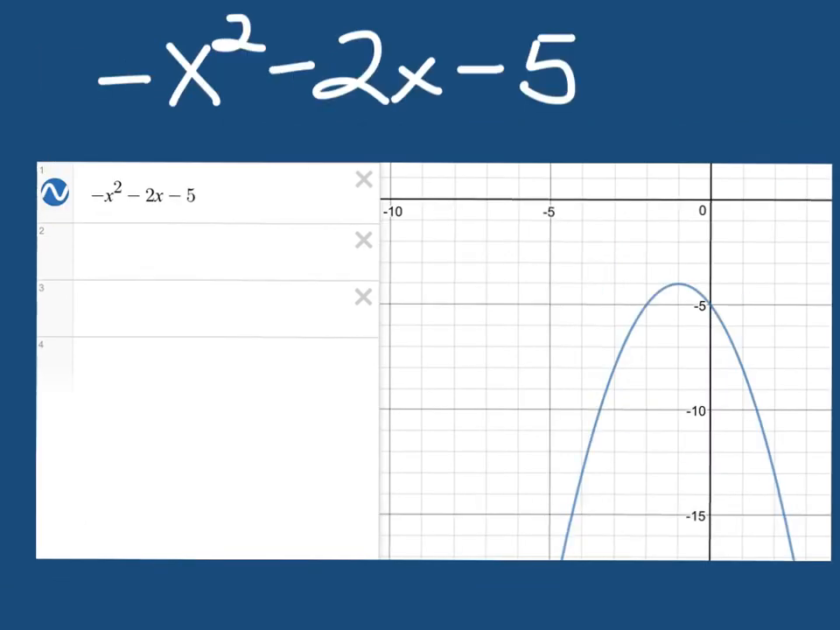Here's what I got. Negative x squared minus 2x minus 5, and it is below the x-axis. It took me a couple tries before I got it right, but I knew that my a value had to be negative, so it went downward. How did you do?